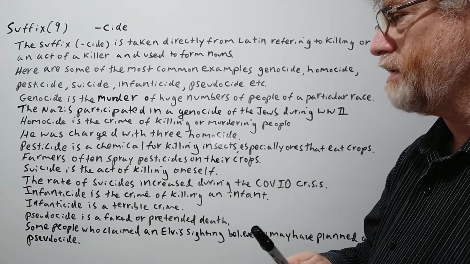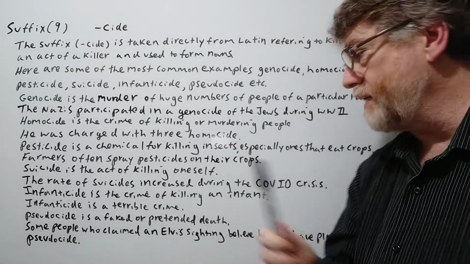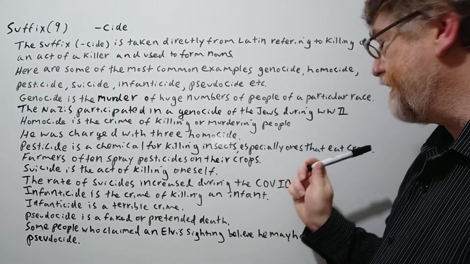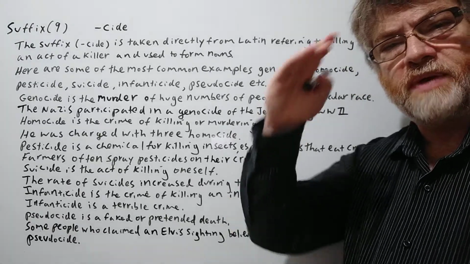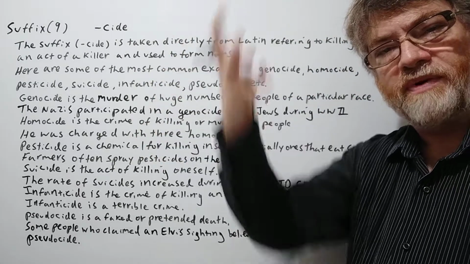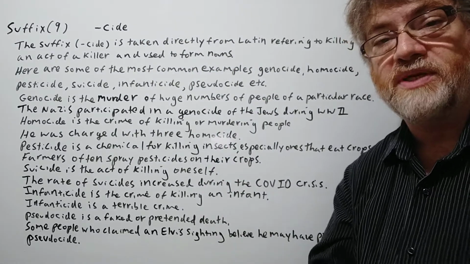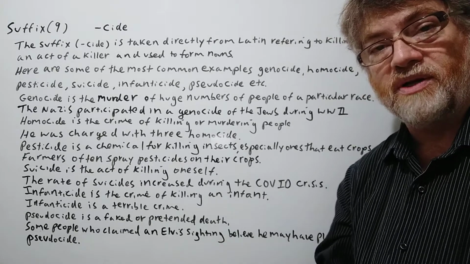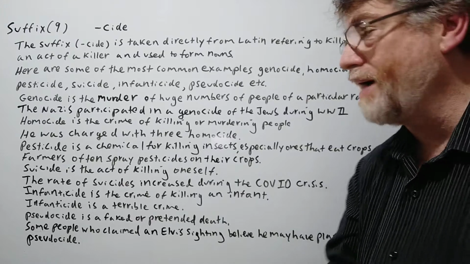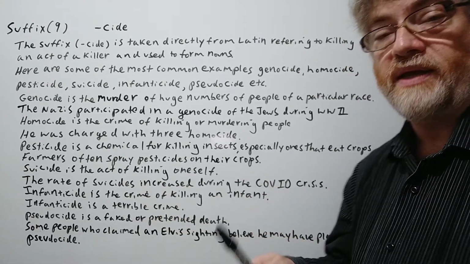Okay, let's continue here. Pesticide is a chemical for killing insects, especially ones that eat crops. Sometimes you see that the farmers have the big plane and they drop a lot of the spray down on the fields, of course the crops, to help keep the insects away, or small animals, so that they don't lose their whole crop. Farmers often spray pesticides on their crops.